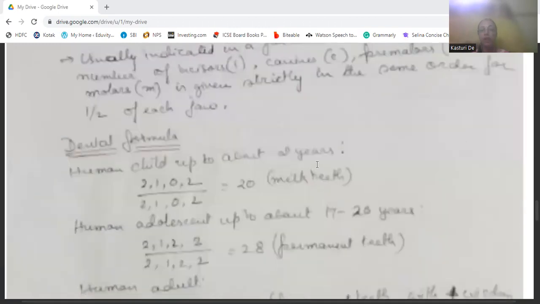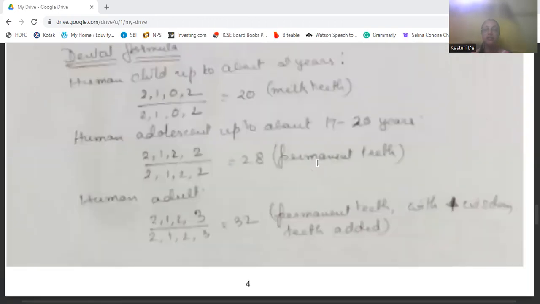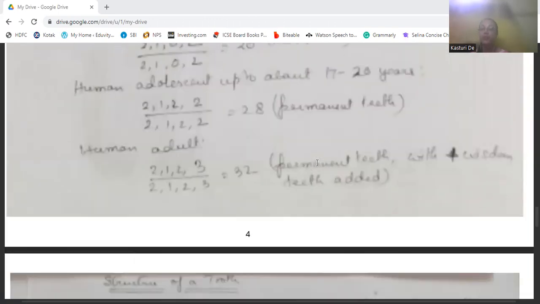So the dental formula in a human child up to about 2 years is 2102 by 2102, that is 20 teeth, the milk teeth. In a human adolescent up to about 17 to 20 years, it is 2122 by 2122, that is 28 permanent teeth. But in adults, it is 2123 by 2123, that is 32 permanent teeth, where the wisdom tooth has been added.